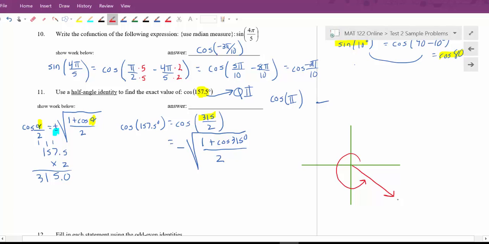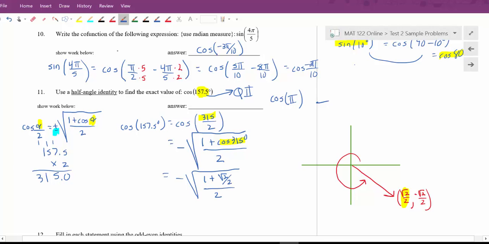And on the unit circle, that corresponds to the point positive square root of 2 over 2, negative square root of 2 over 2, like that. So the cosine of 315 degrees will be positive square root of 2 over 2. So what we're going to have is negative square root of 1 plus square root of 2 over 2, all over 2.